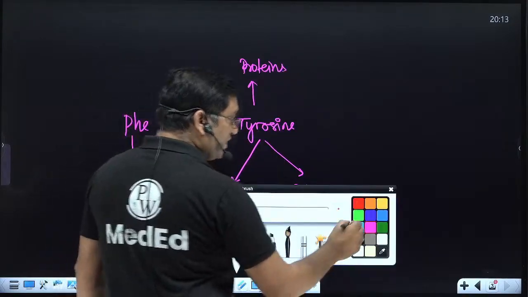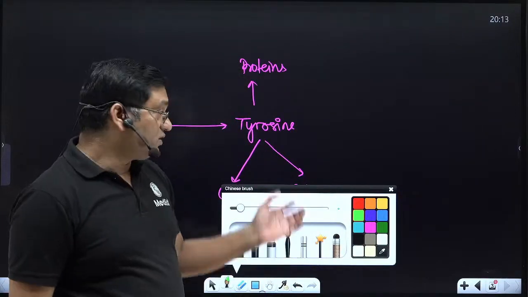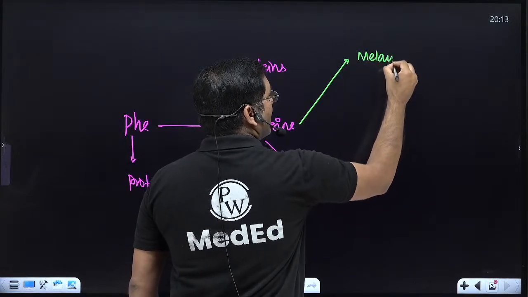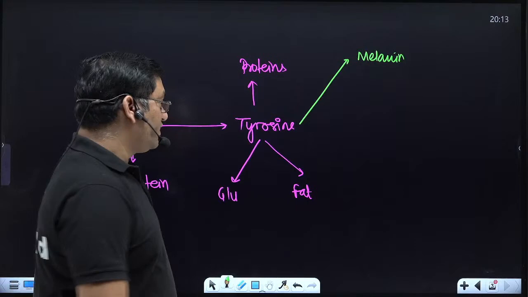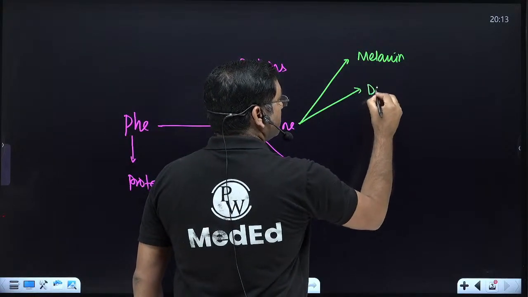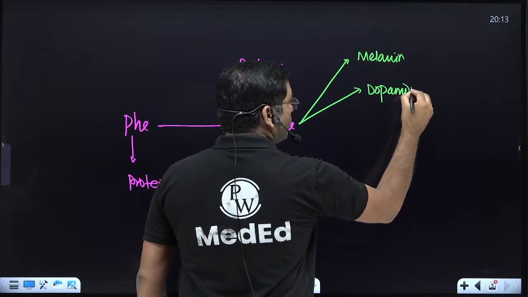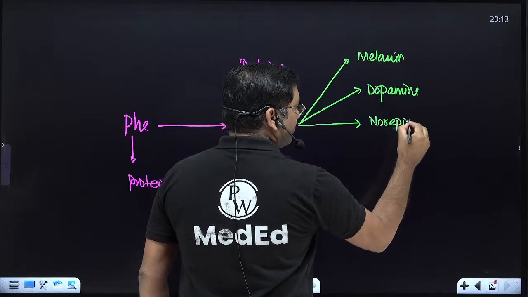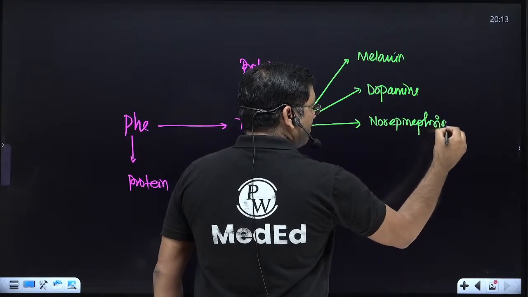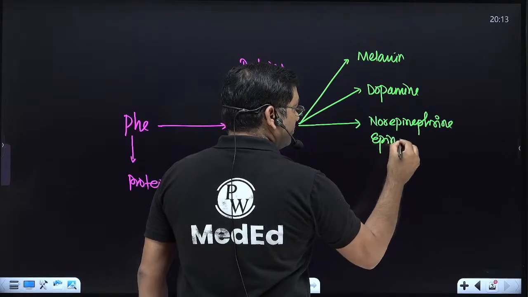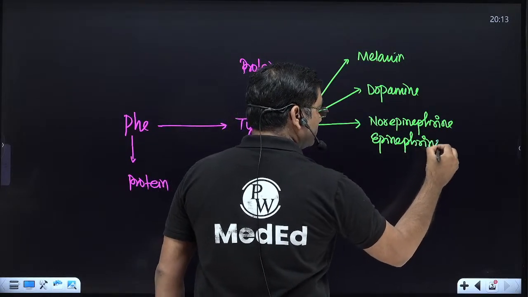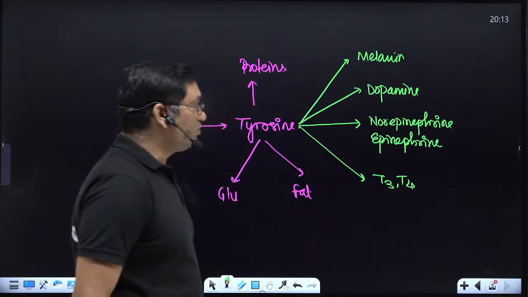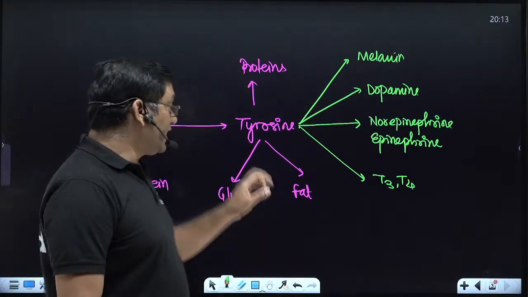Now, among the specialized products, tyrosine will give you melanin in skin, hair and eyes. It will give you the neurotransmitter dopamine, norepinephrine, epinephrine. These are the catecholamines. And it will give you T3 and T4, thyroid hormones, in the thyroid gland. These are the specialized products given by phenylalanine and tyrosine.